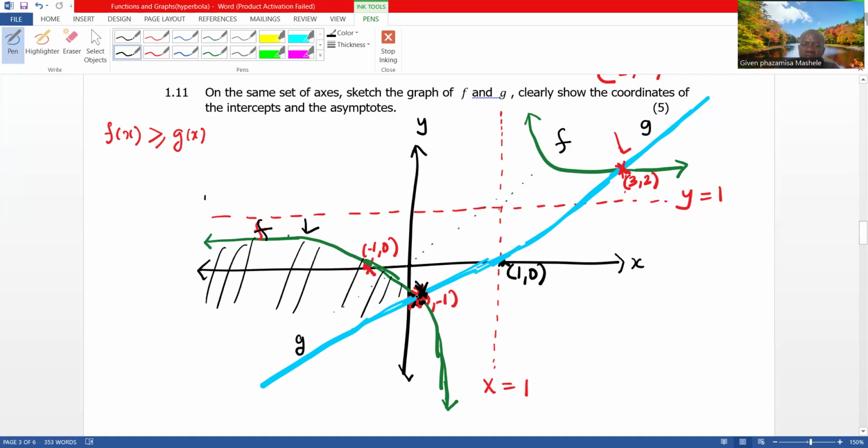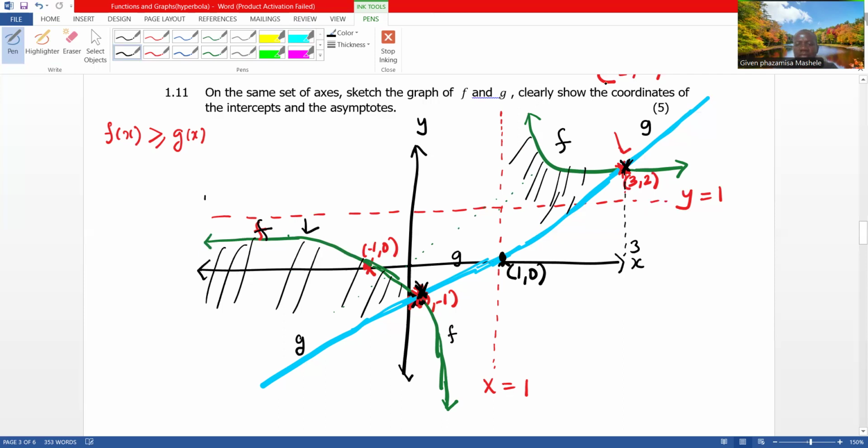And look, from 0 up until 1, g is above f, which is not what we want. But when you consider from where x equals 1 up until the point of intersection, where x equals 3, f is actually bigger than g, but excluding x equals 1, because at x equals 1 the graph of f does not touch.